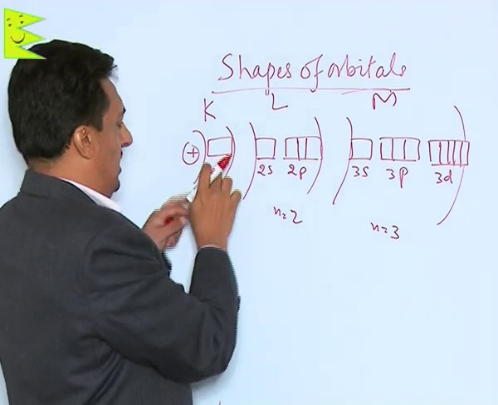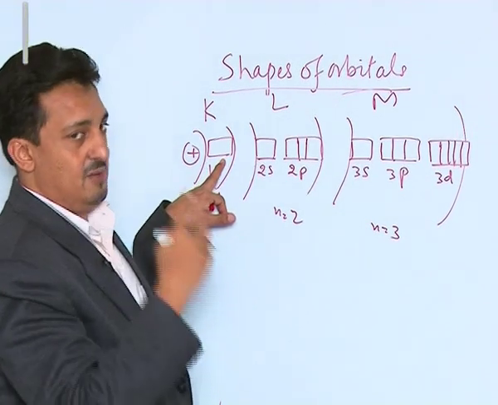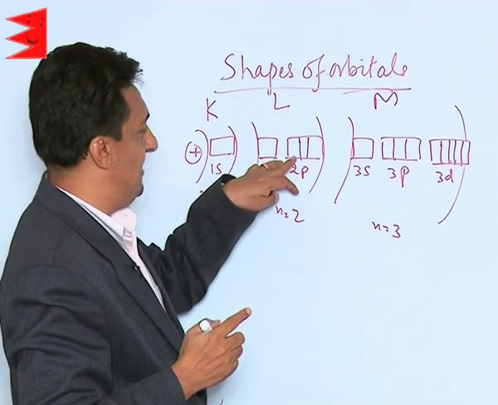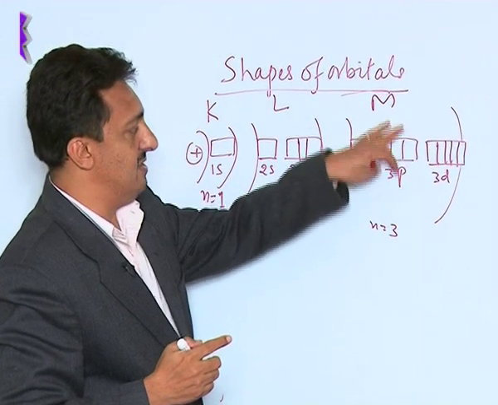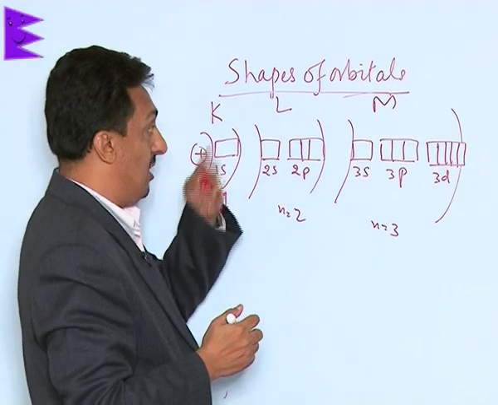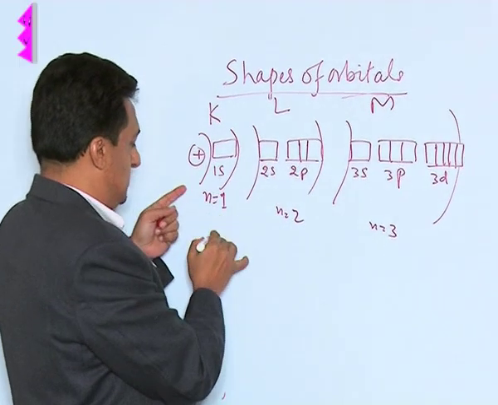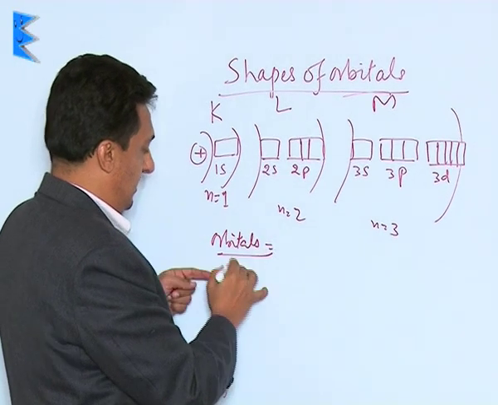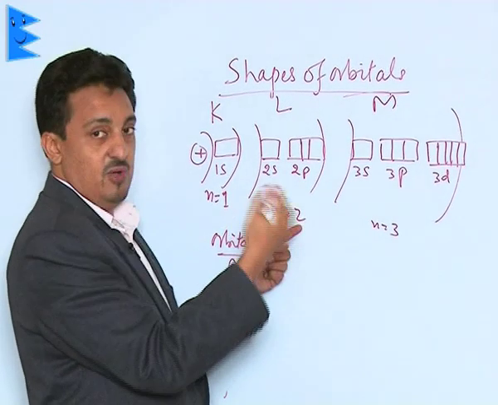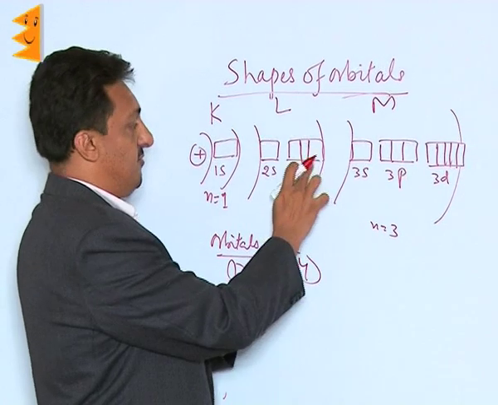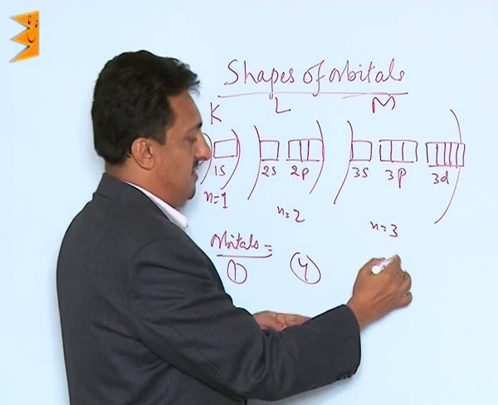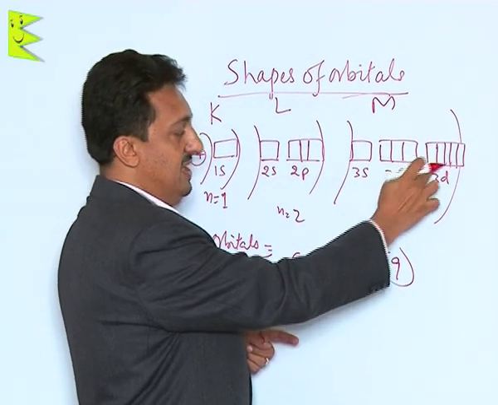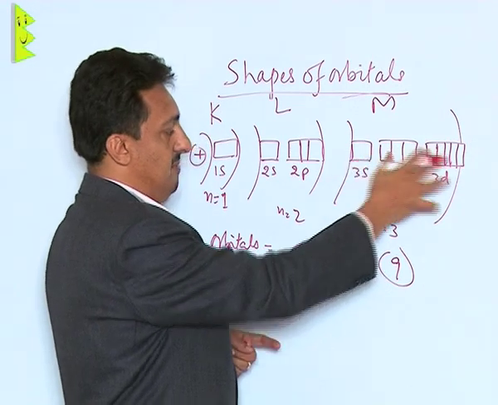Now, how many suborbits do we have in the first orbit? Only 1. How many suborbits in the second? 2. How many suborbits in the third? 3. Now, how many orbitals in an orbit? 1 square is 1, so orbitals in this case are 1. For 2, the square of 2 is 4; here 3 plus 1 is 4. The square of 3 is 9; this is 5 of d, 3 of p and 1 of s, which makes it 9.